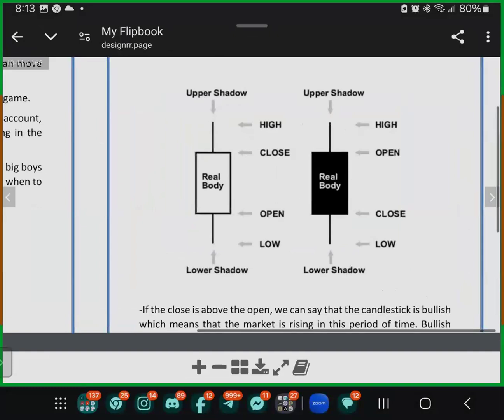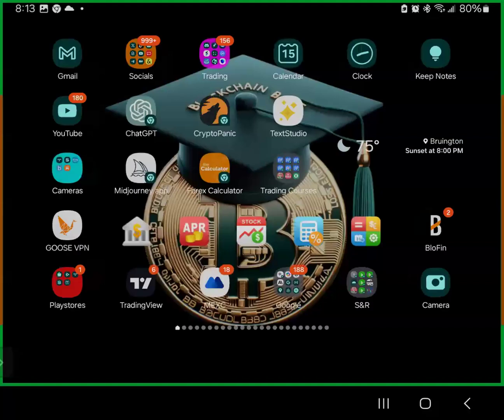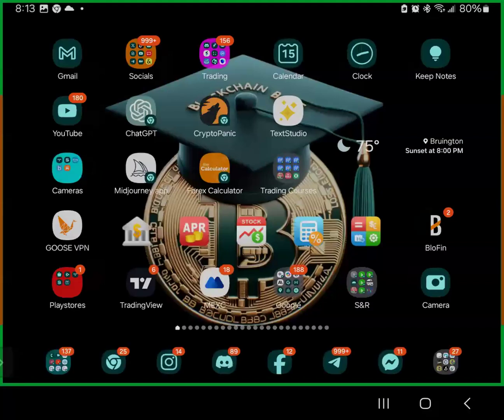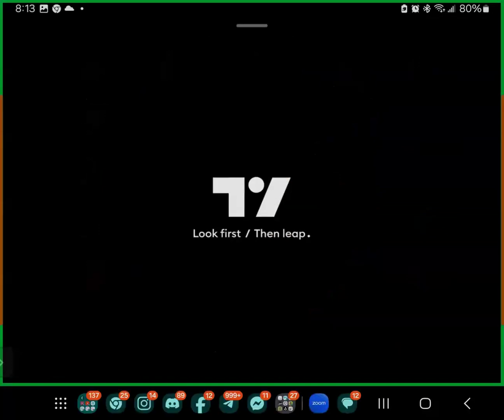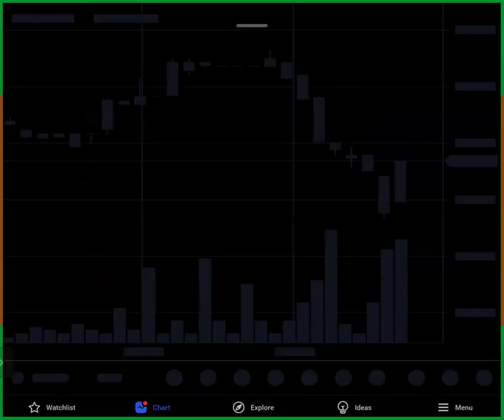I want you all to see the live chart and what this means: the low, the open, the close, and the high. So we're gonna go ahead and go to a chart. We're reviewing right now what we just learned, so I need y'all to be patient with me. We're going to TradingView.